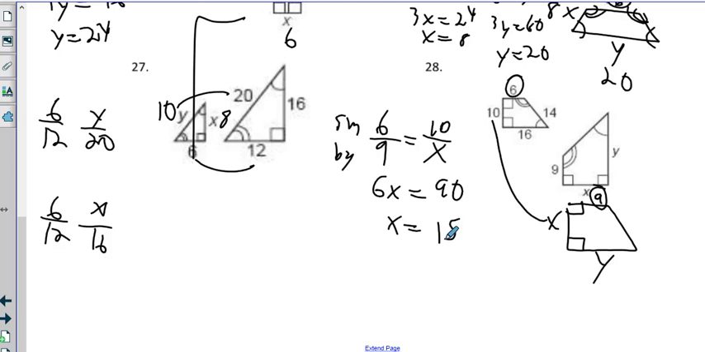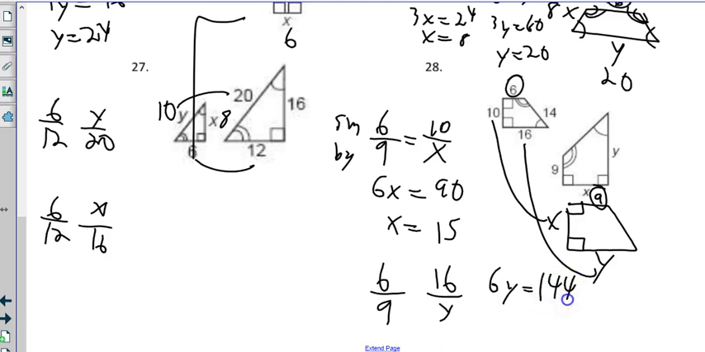I'm just going to do it one more time. My magic ratio, 6 over 9. Y and 16 correspond with each other. So again, 16 is on the small one. I'm trying to find y on the big one. So 6y equals 9 times 16, which is 144. And if I divide that by 6, I get 24.